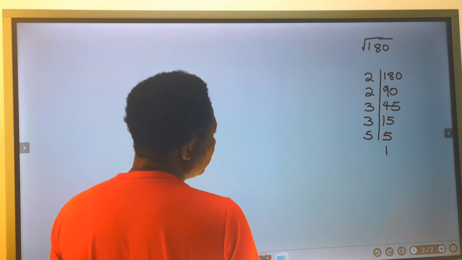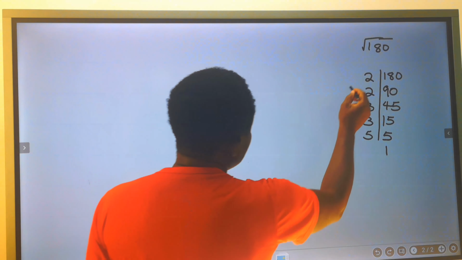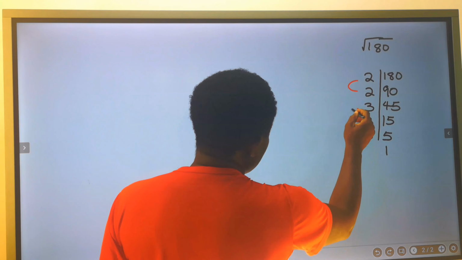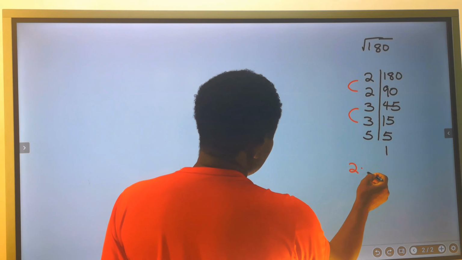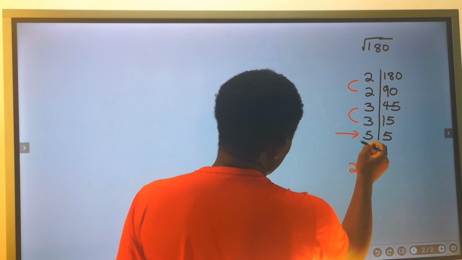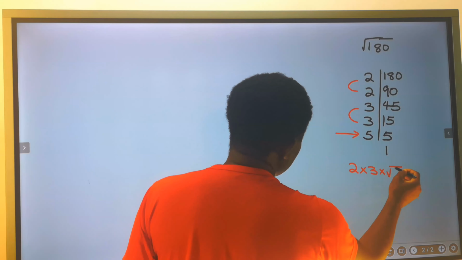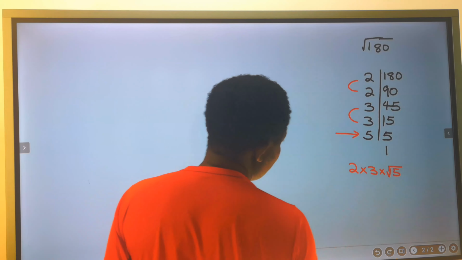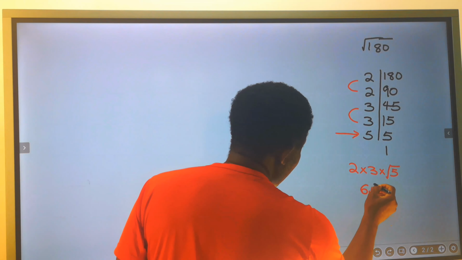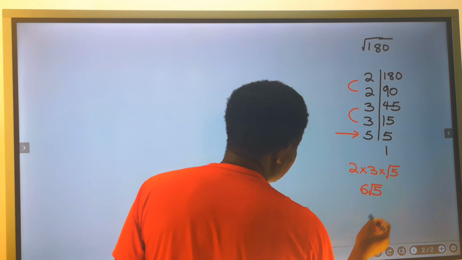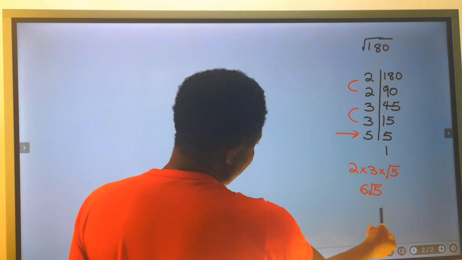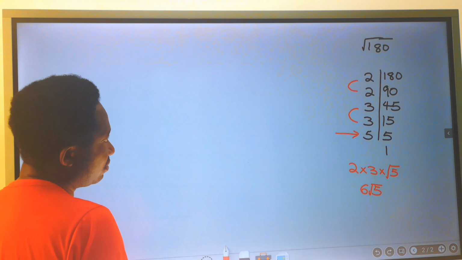When we get 1, we stop. Next, this 2 has a pair, it is free. This 3 has a pair, this 3 is also free. 5 got no pair. We're going to put this 5 inside the square root. 2 times 3 is 6, and we have root 5. Instead of the square root of 180, we are going to write 6 root 5.